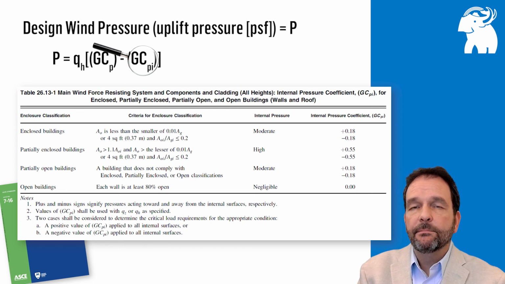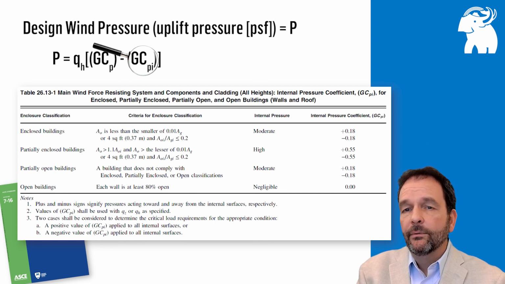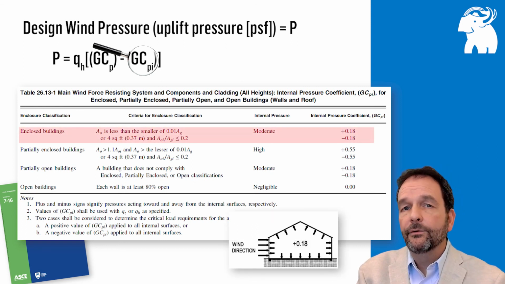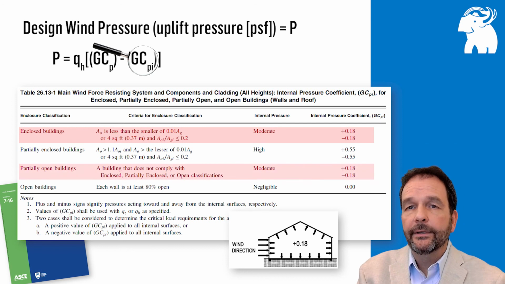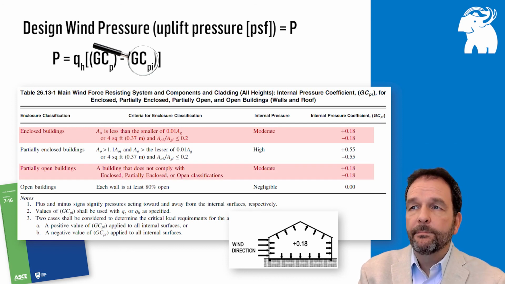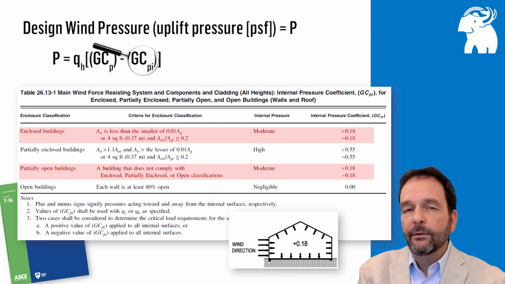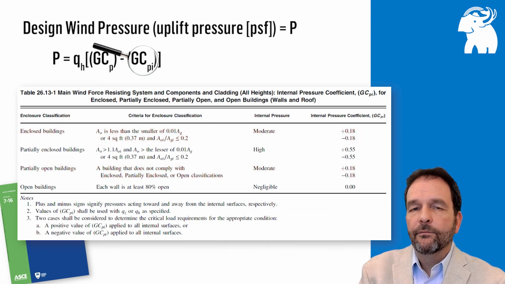The GCpi, the internal pressure coefficient, is chosen from this table, and you basically have three to choose from. For enclosed buildings, and for now a new term, partially open building, the coefficient is a positive 0.18. And that's going to be your typical building with uniform openings around the entire building enclosure. So for most buildings, that's going to be what you would choose.